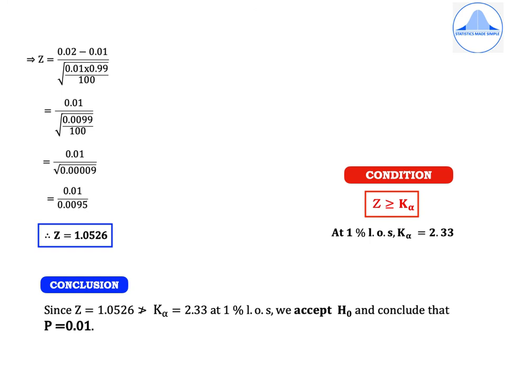The condition for a right tail test is check if Z is greater than or equal to K alpha to reject H naught. So at 1% level of significance, K alpha is 2.33. So the conclusion, since Z is equal to 1.0526, this is not greater than K alpha equal to 2.33. At 1% level of significance, we accept H naught and conclude that capital P is equal to 0.01.